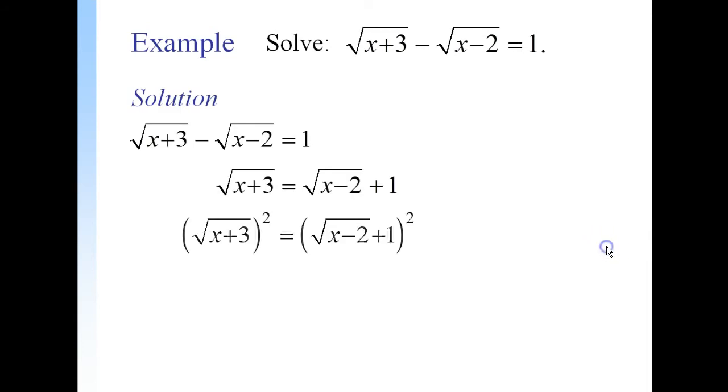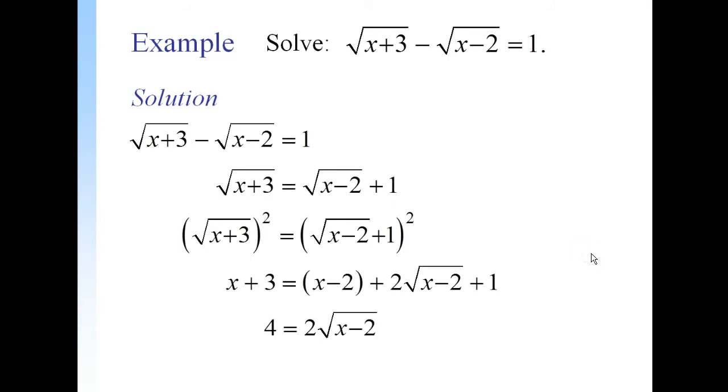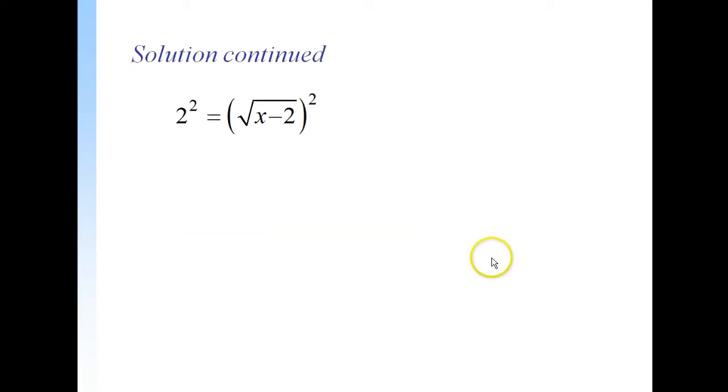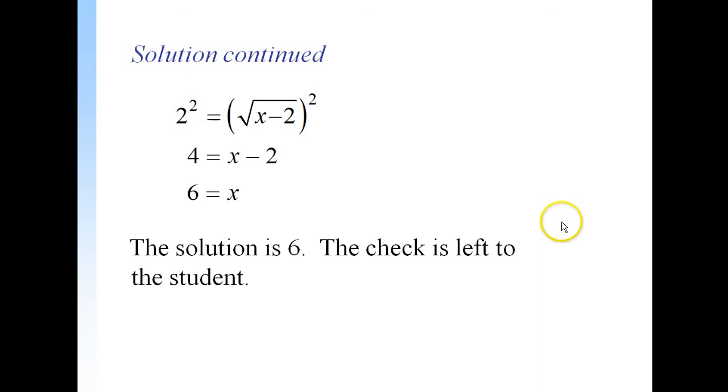Okay. Square both sides. And group like terms. Divide by 2. And square both sides again. X equals 6. Again, not too bad. And that was a real short one.